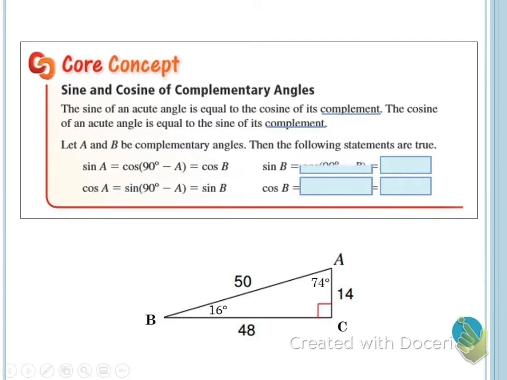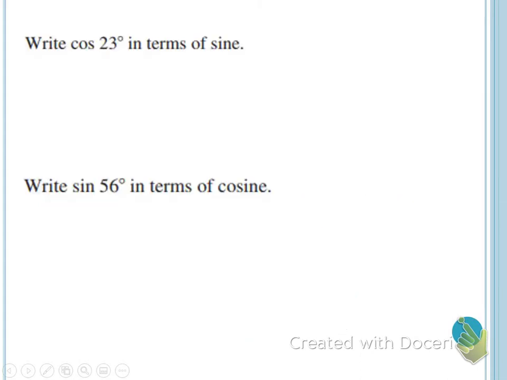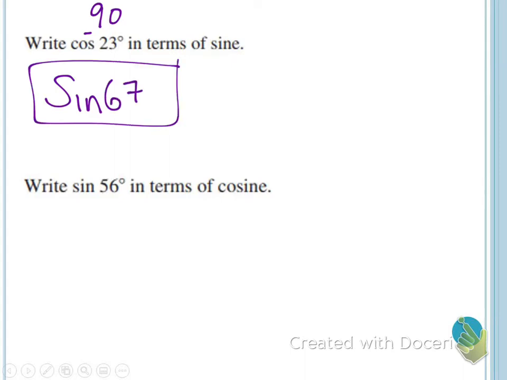Let's do our examples here. We're going to write cosine 23 in terms of sine. So we're going to write the word sine, S-I-N. And then we're going to subtract 23 from 90. What is 90 minus 23? 67. This is the answer. Cosine of 23 is the same as sine of 67.